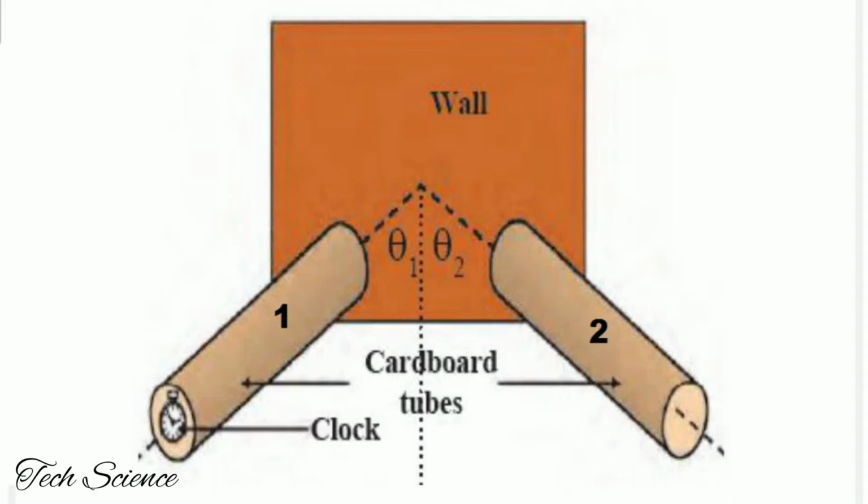This topic is actually for class 9. It may be for the state board, and it may be for the CBSE pattern also. So in the sound chapter we have this activity, or a very small topic, and the name of the topic is called reflection of sound.